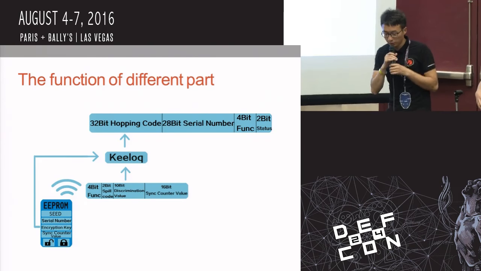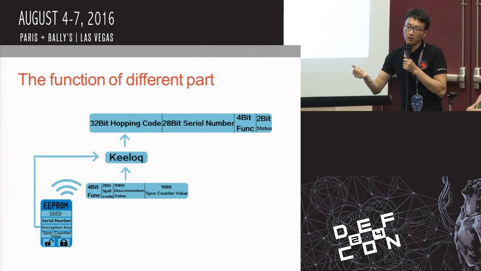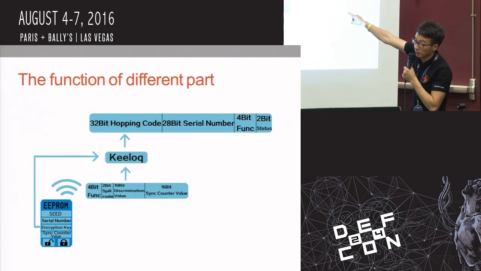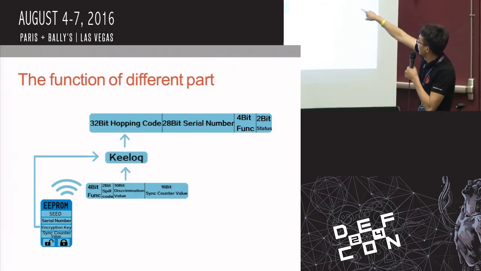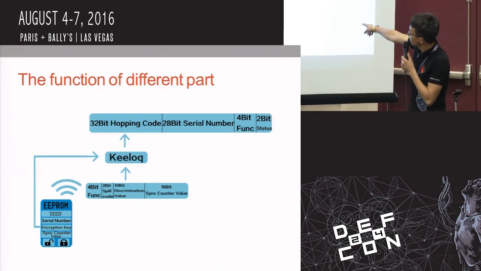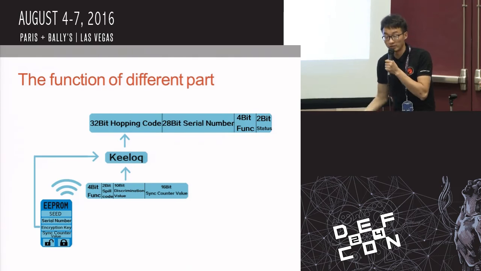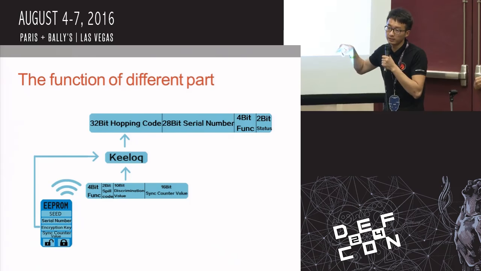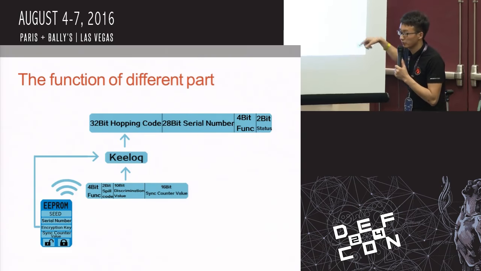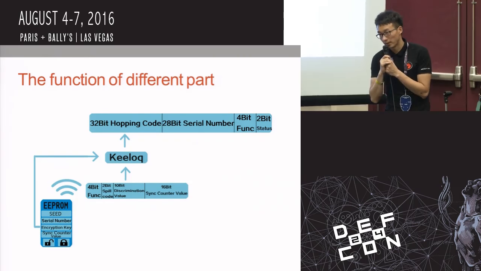Let me tell you how they use this sync counter. When you press the key fob, the key fob will send out the 32-bit hopping code, which is the encrypted version of the content, plus this part. When the car receives this signal, it compares the sync counter with the one stored in the car. The car also stores a sync counter, the synchronization counter. When the synchronization counter stored in the car is larger than the one received, the car won't respond.